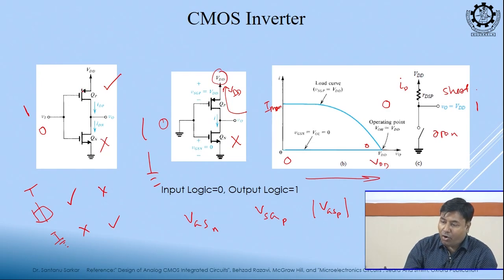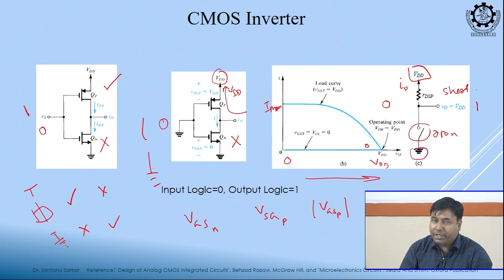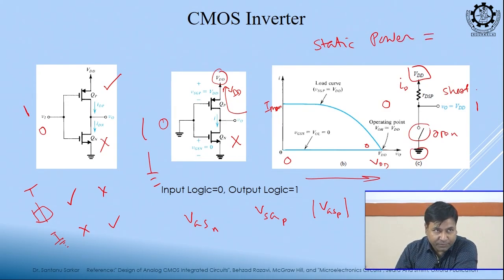When this path is on, this path is broken. So, from VDD to ground, you see any current path that is broken. So, my static power is what? 0, right. From VDD to ground no current flows, because when this is on, this is off, and this is on, that is off.